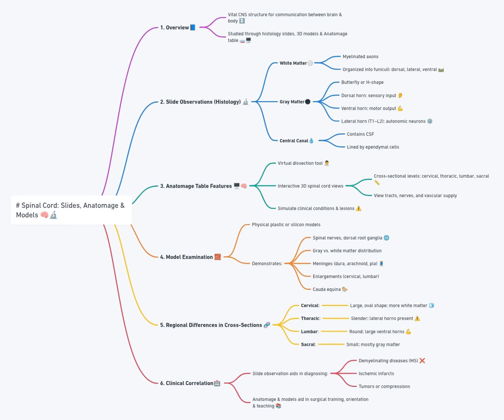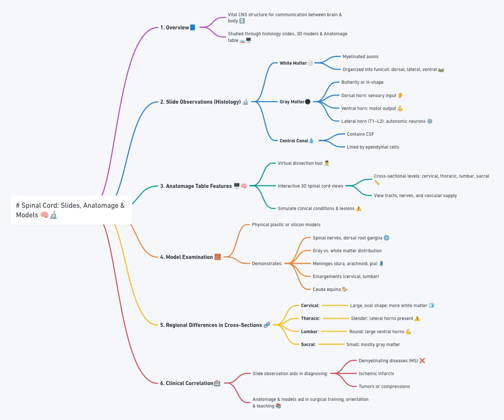Look closely at a thoracic level cross-section on slide images. The internal anatomy becomes clearer. The spinal cord's gray matter sits centrally and is shaped like a butterfly or the letter H. This gray matter is divided into dorsal (posterior) horns, ventral (anterior) horns, and, in the thoracic region, lateral horns.